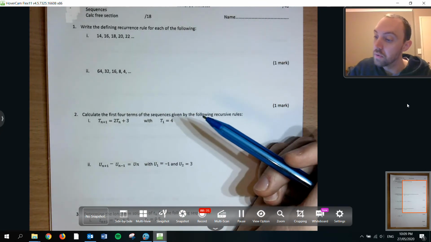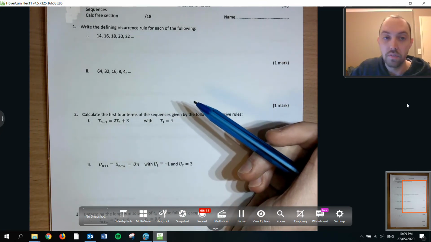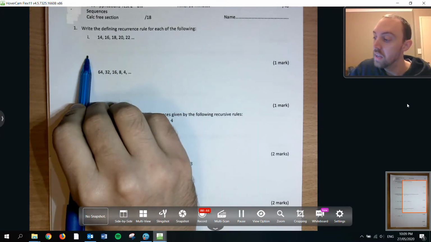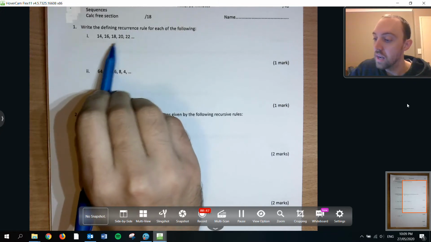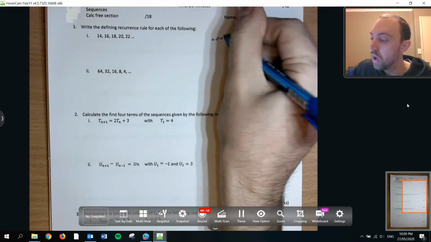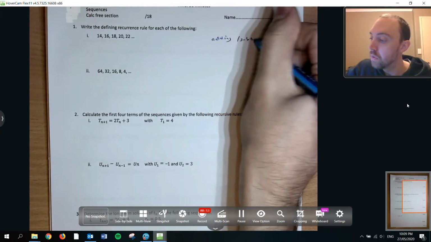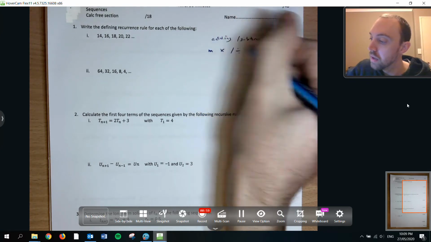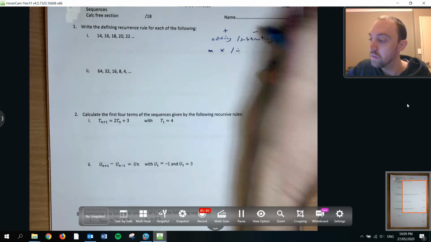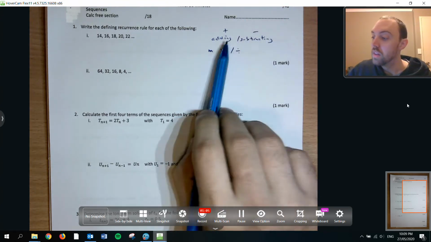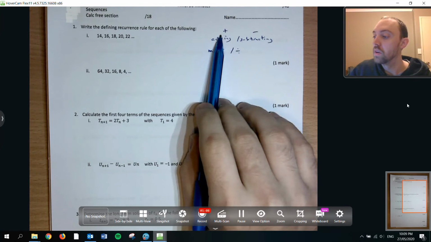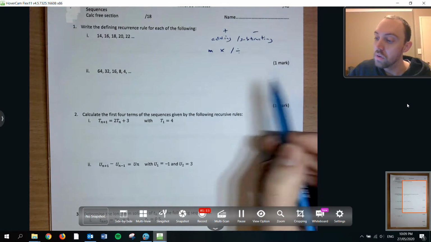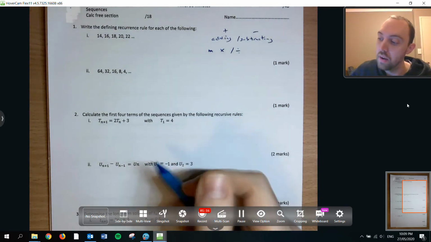So, let's start with question 1. Write the defining recurrence rule for each of the following. We've got a sequence, and essentially what I'm going to be asking myself is, am I adding, subtracting, or am I multiplying or dividing? Add or subtract, multiply, divide. The difference is that the first two are going to result in an arithmetic sequence, and the others will be a geometric sequence. So depending on which one I'm doing will change how I form it.